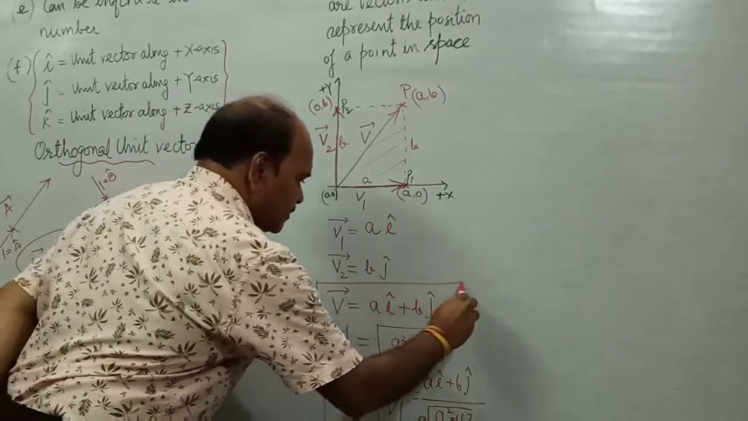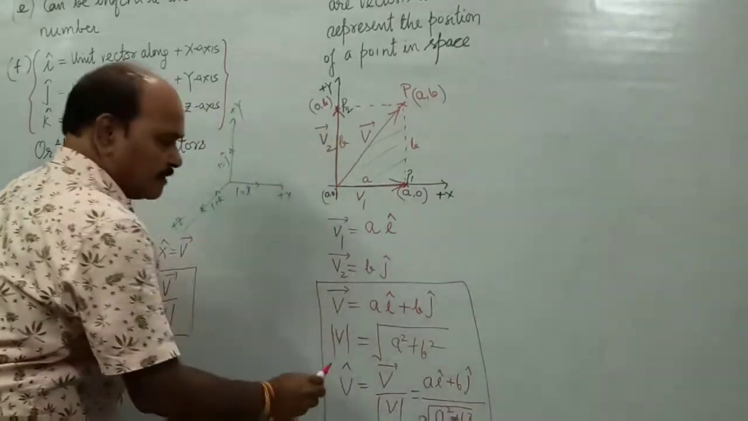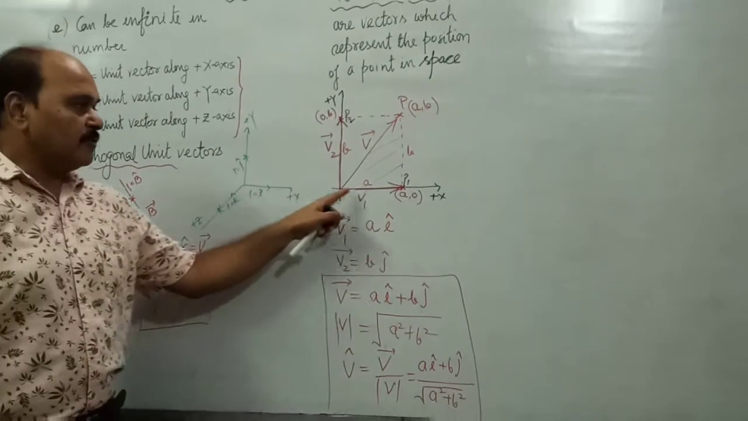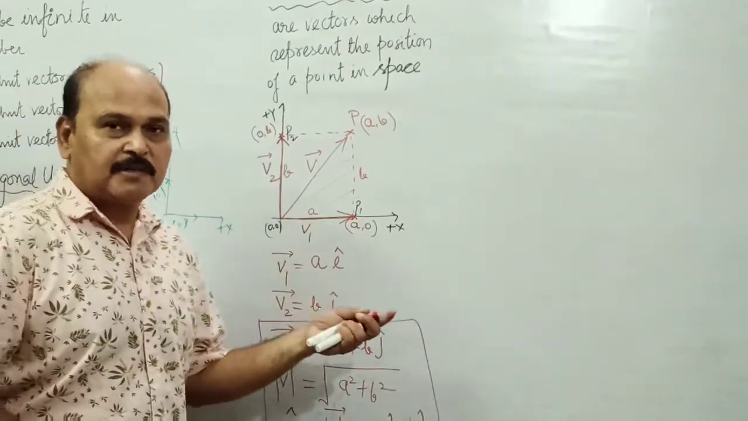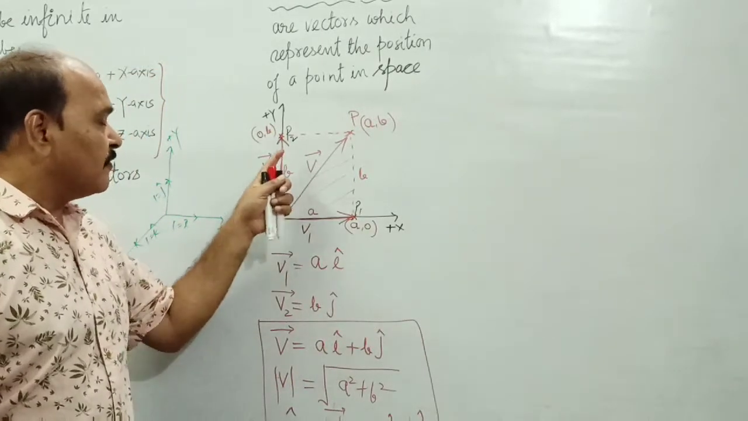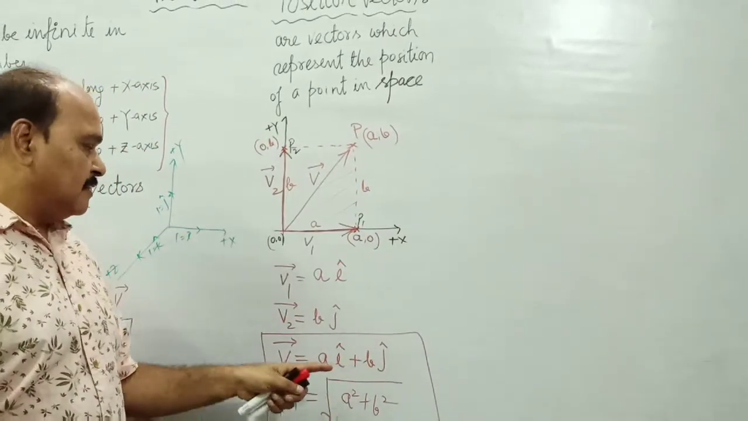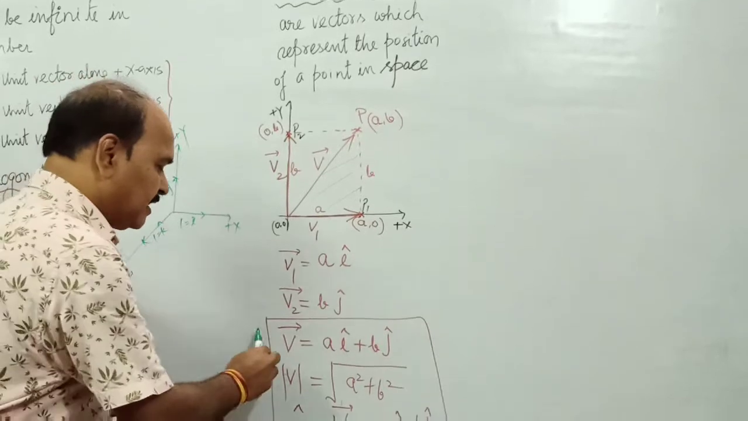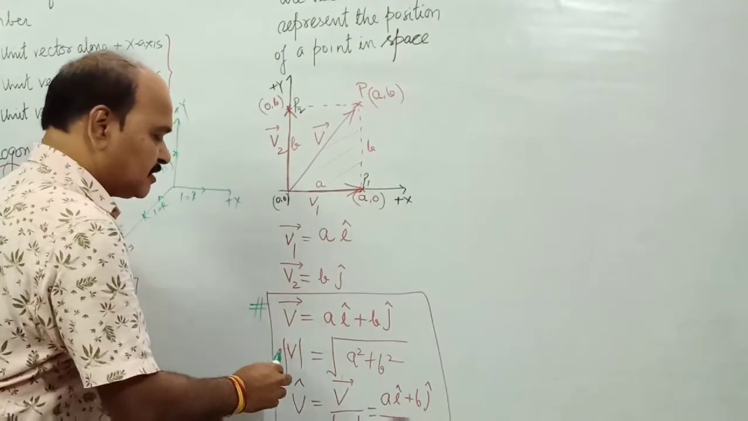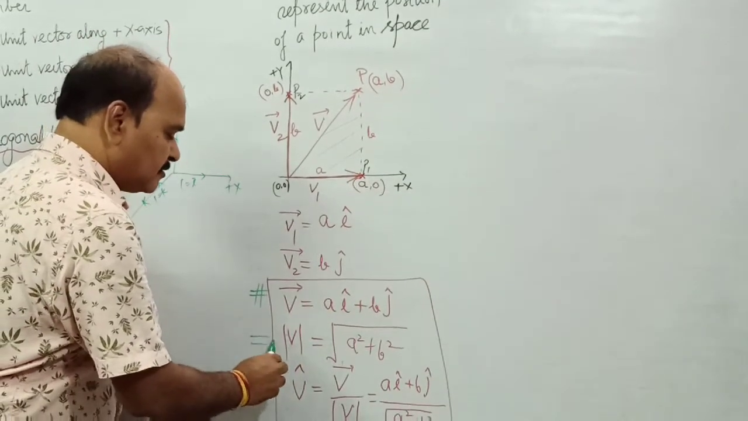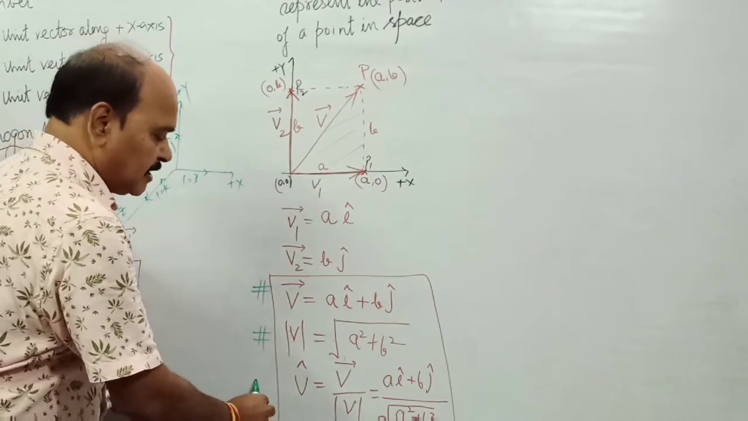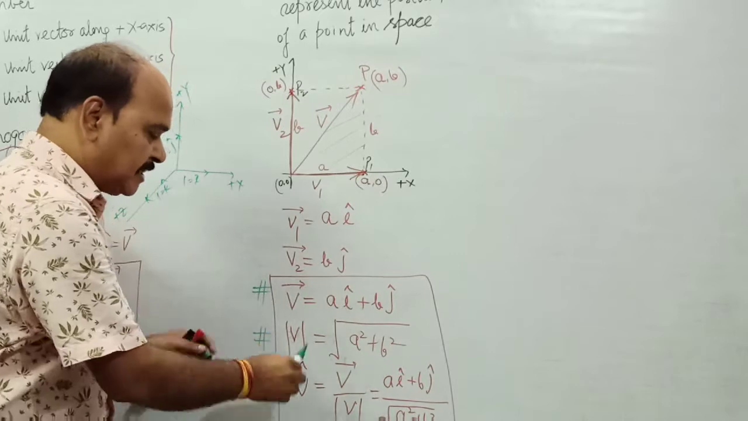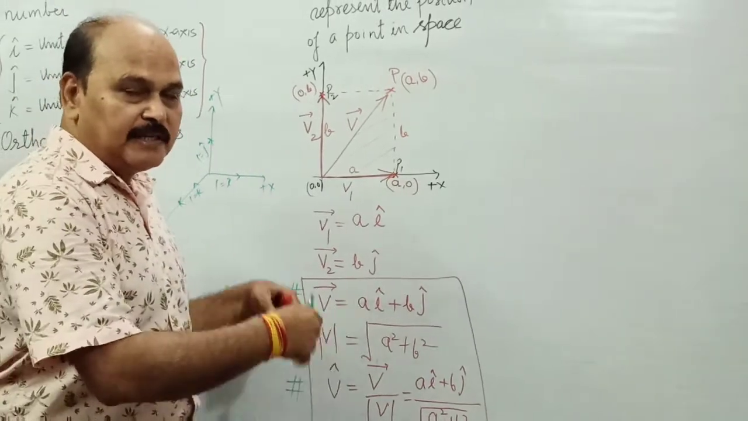So this is a vector in a plane. These are vectors along the axes. This is a vector in a plane. To write the position vector of a point in a plane, this is the position vector of a point in plane. This is its magnitude, and we can find out the unit vector along this position vector as this. The same thing can be done for 3D space.